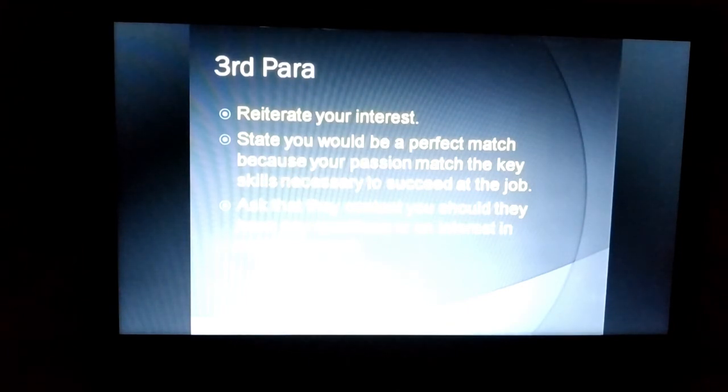So I hope that the three paragraphs, how to phrase it, how to write it, and how to bring it about in a cover letter, have been explained. So what I've done is I have given you a line to thank them for the time and consideration in the third paragraph, which is the last line. I have also come out with a template, a format of a cover letter, and how it looks.